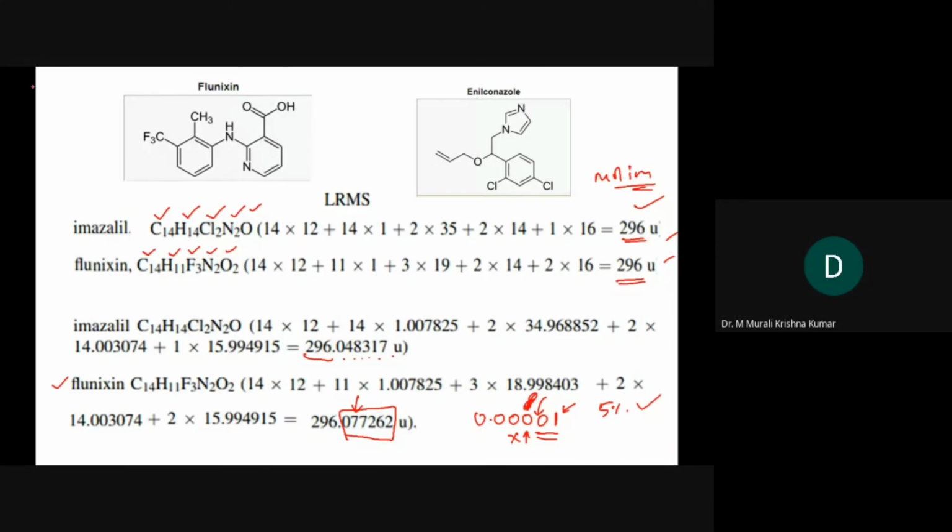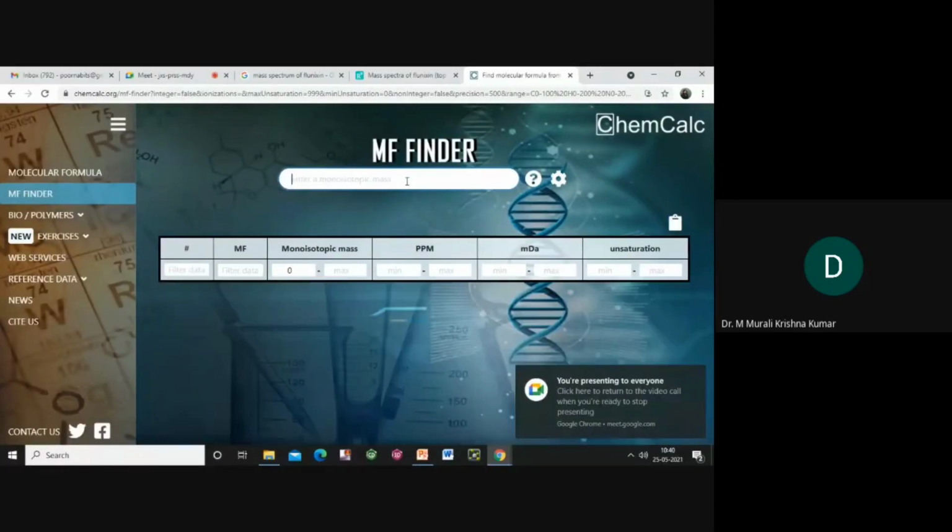One is obtaining the molecular formula. If you get this data, by using automated software we can obtain the molecular formula. Second, by using HRMS, we can differentiate closely related molecules. So in this way, HRMS can differentiate the molecular formula. I'll show you one software where this can be done. So this is MF Finder.